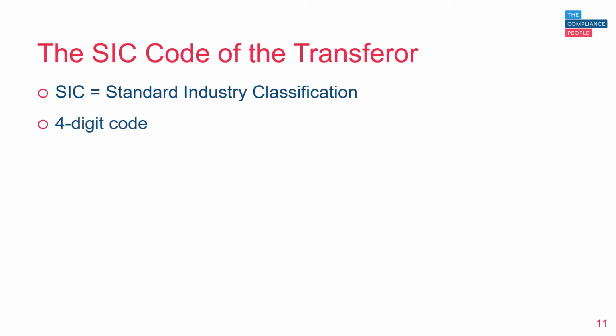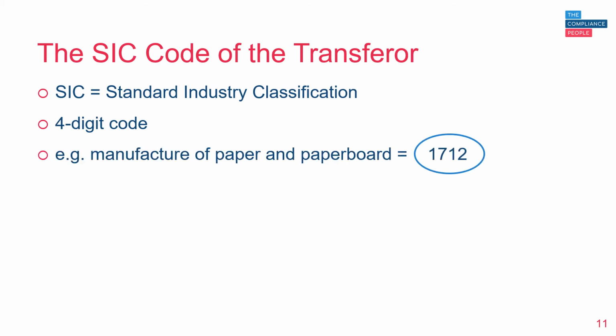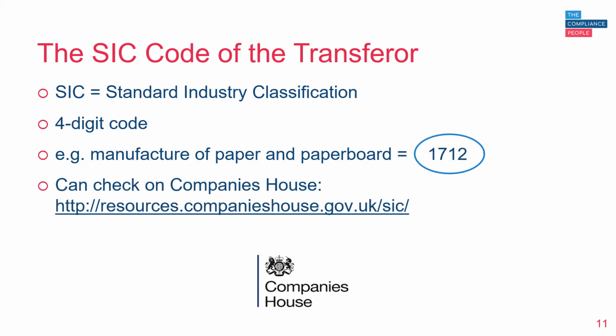It's a 4-digit code. For example, the code for manufacture of paperboard is 1712. You might also see this written as 17.12, which is the old style of writing it with the dot in the middle. It's not a big deal if that's not correct, as long as you've got the correct numbers there. If you're not sure what the SIC code for your company is, you can check on Companies House. Also, if you search on Companies House, it will be listed under the correct SIC code.